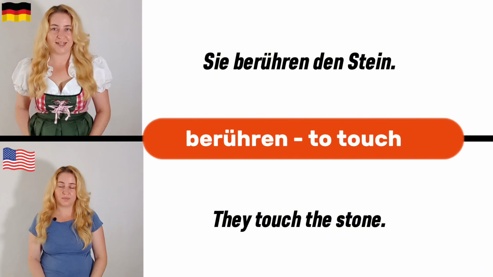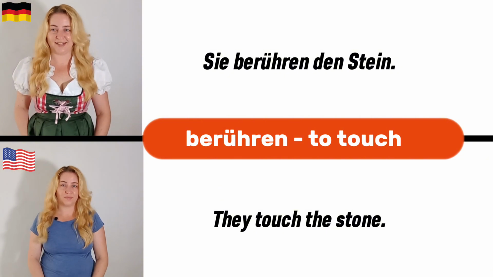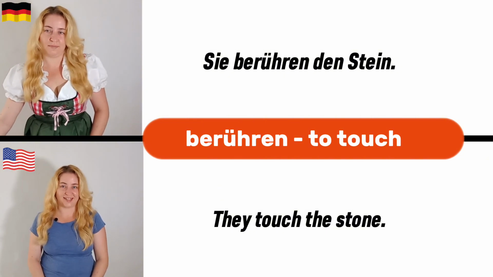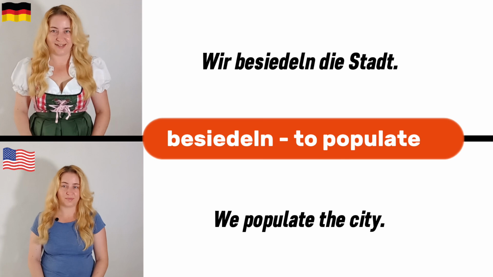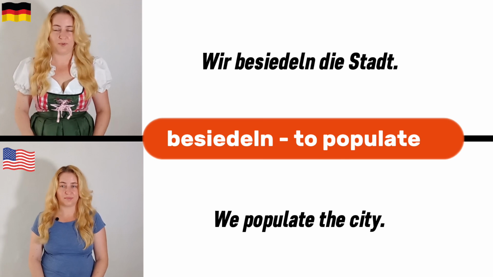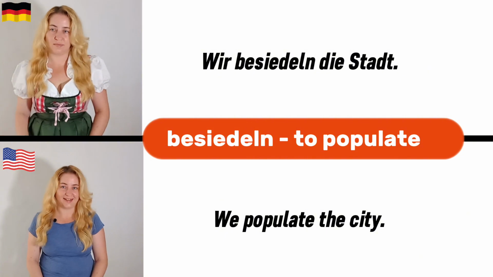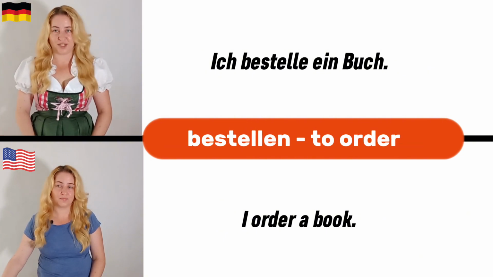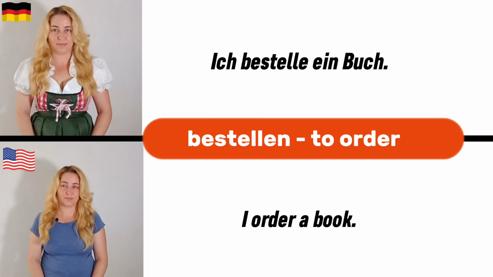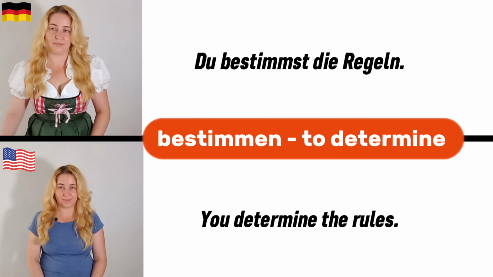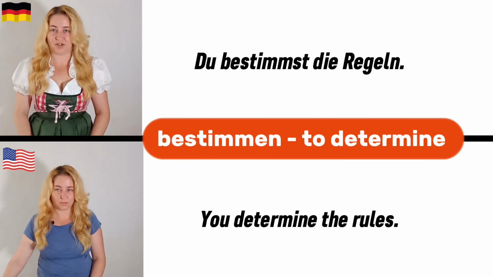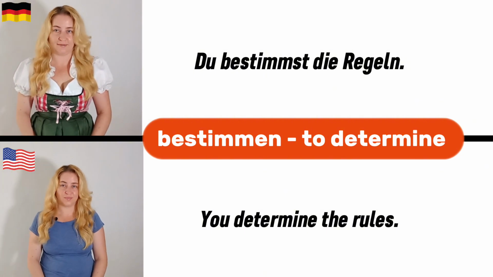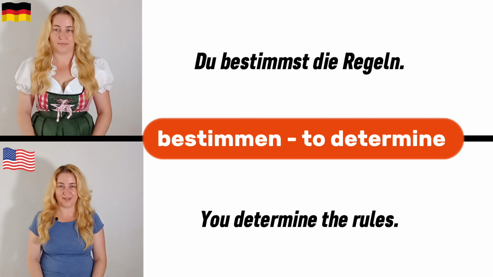Sie berühren den Stein. They touch the stone. Besiedeln, to populate. Wir besiedeln die Stadt. We populate the city. Bestellen, to order. Ich bestelle ein Buch. I order a book. Bestimmen, to determine. Du bestimmst die Regeln. You determine the rules.